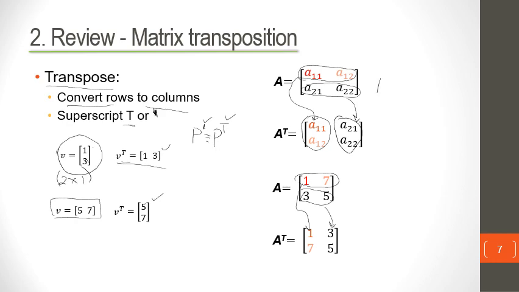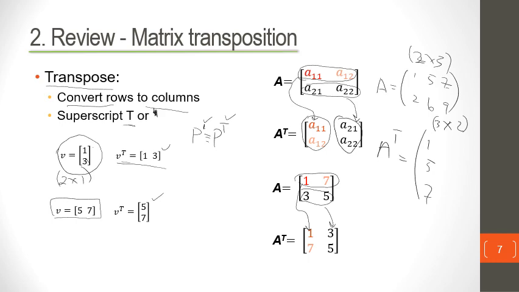If on the other hand A is, for example, 1, 2, 5, 6, 7, 9, then your A transpose is going to be of a different shape. Here you have a 2 by 3, so the transpose is going to be 3 by 2, because your rows become your columns. The first row will become the first column, and the second row will become the second column. So that's how you do your transpose.